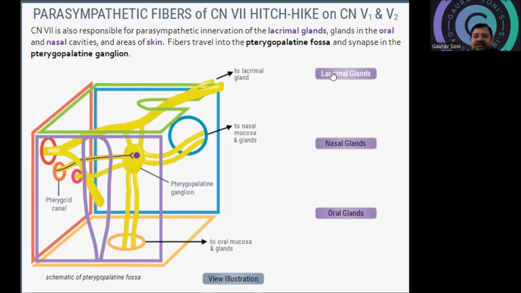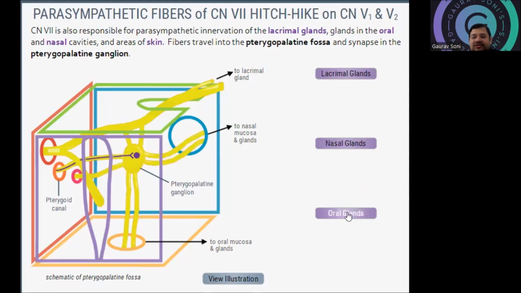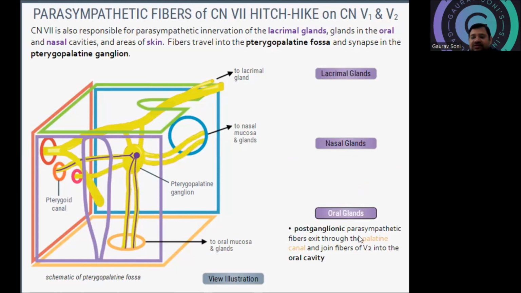As we have seen this, you can see again like this. Talking about the nasal glands, you can see the nasal glands. The postganglionic parasympathetic fiber exits by the sphenopalatine foramen and joins the maxillary part of the trigeminal nerve into the nasal cavity. This is again through this only that it is going to give the supply to the nasal gland. Then you can also see the oral glands. You can see from here only the oral glands. So it exits through the palatine canal, this is the palatine canal, and joins the fibers of V2, that is the maxillary fibers, into the oral cavity. So this is why everything is happening through the pterygopalatine ganglion only.